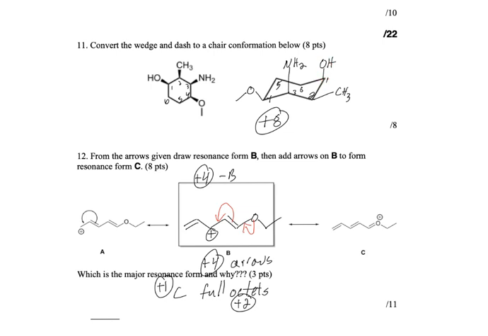So OH is up axial, CH3 up equatorial, NH2 up axial. The O and the methyl, don't forget the carbon on here, is up equatorial. Make sure you copy those things correctly. Numbering atoms again is key.